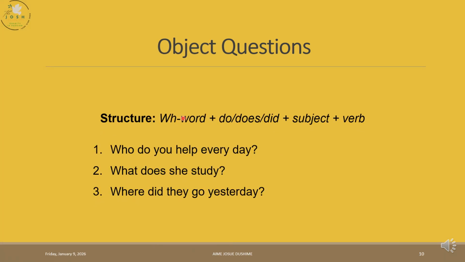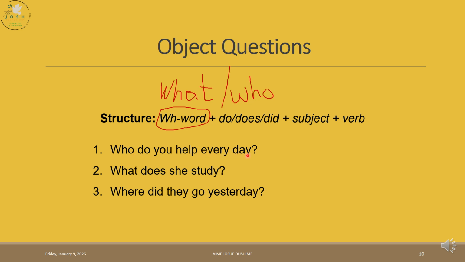Object question, as I was saying, we use WH plus do, does or did. If we use do or does, this is present. When we use did, it is past. And again, the WH word we have in an object question is either what or who. As simple as that. Then plus subject plus verb.